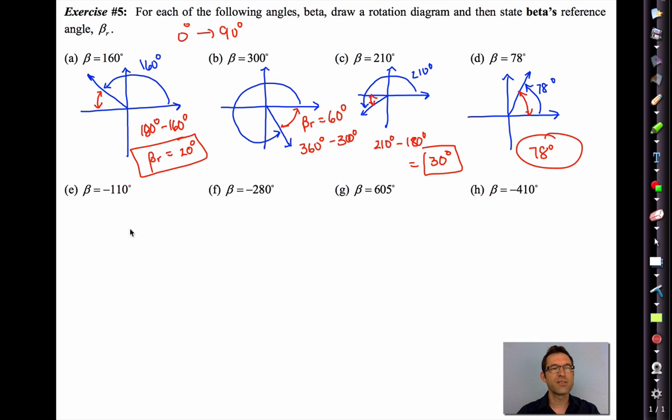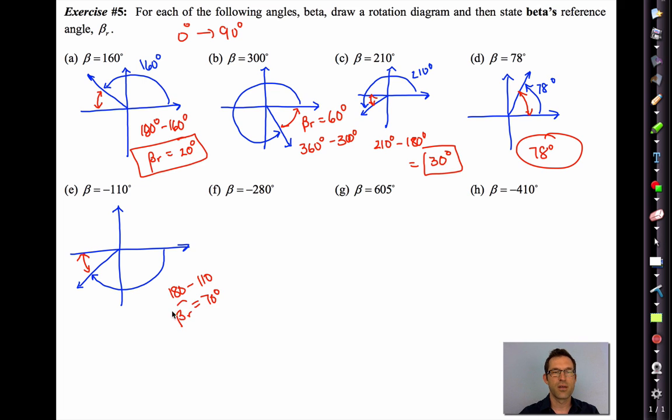Let's take a look at negative 110. So that means I've got to rotate clockwise, and it's going to be somewhere in the third quadrant because it's bigger than negative 90 but less than negative 180, if you know what I mean in terms of size. But my reference angle is going to be right here. And we can now find that by doing 180 minus 110 and getting 70 degrees. That's the angle right in here.